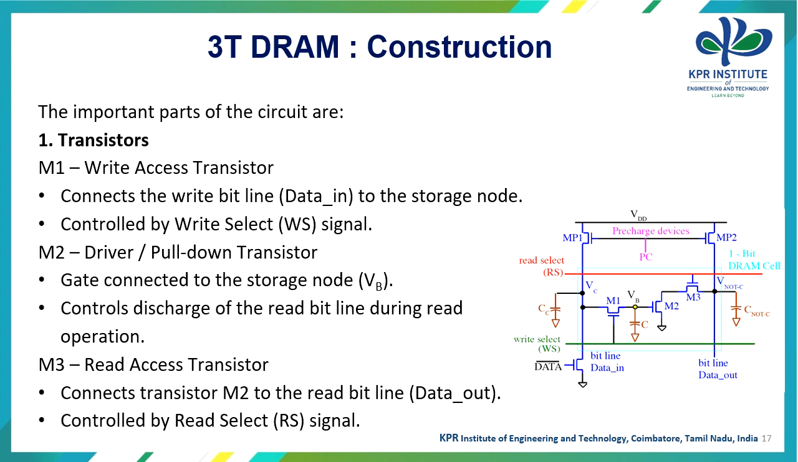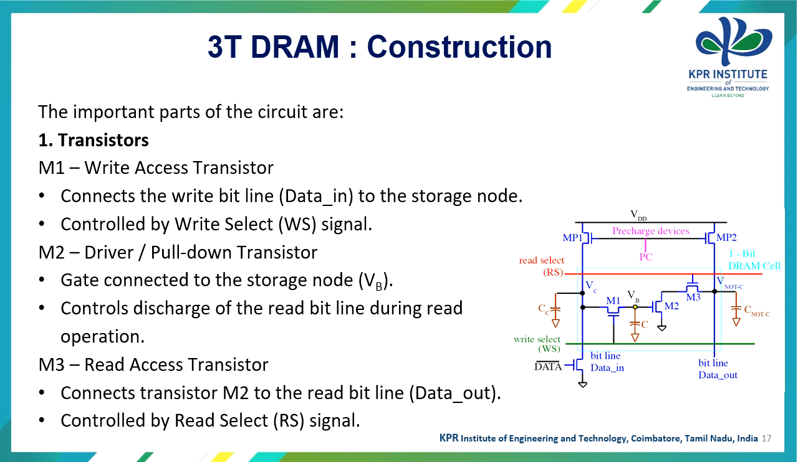The most important parts of the 3T DRAM cell: the first one is the transistors. Let us consider M1, which is used as the write access transistor. It will connect the write bit line, that is data_in, to the storage node, controlled by the write select, that is the WS signal.